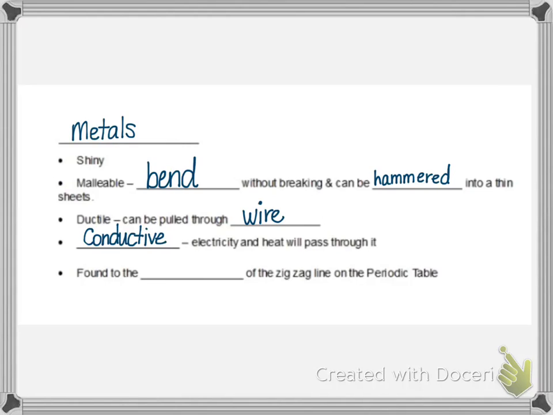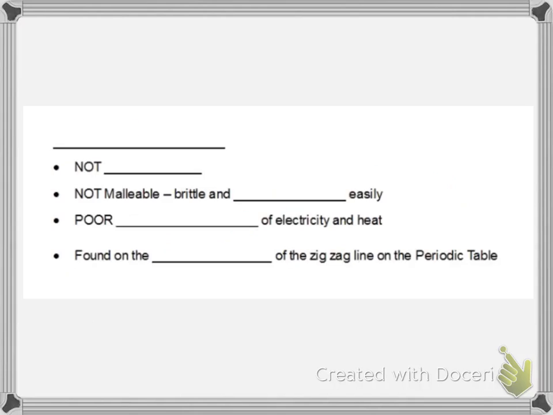Your pots at home are made of some type of metal. They allow heat to transfer through them. They're found to the left of the zigzag line on the periodic table. And in just a minute, I'm going to show you a periodic table and show you where this zigzag is and identify these for you.